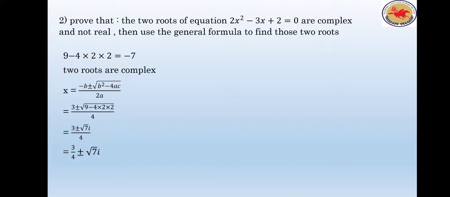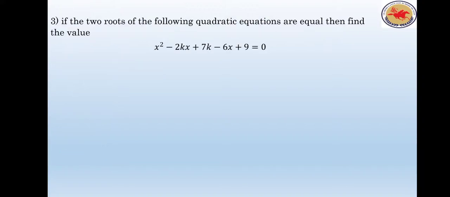By replacement for a, b, and c, we get here 3 positive or negative root 7 i over 4. Yes, divided each part alone: 3 over 4 positive or negative root 7 i over 4. Number 3, yes, in your booklet here in the same page.